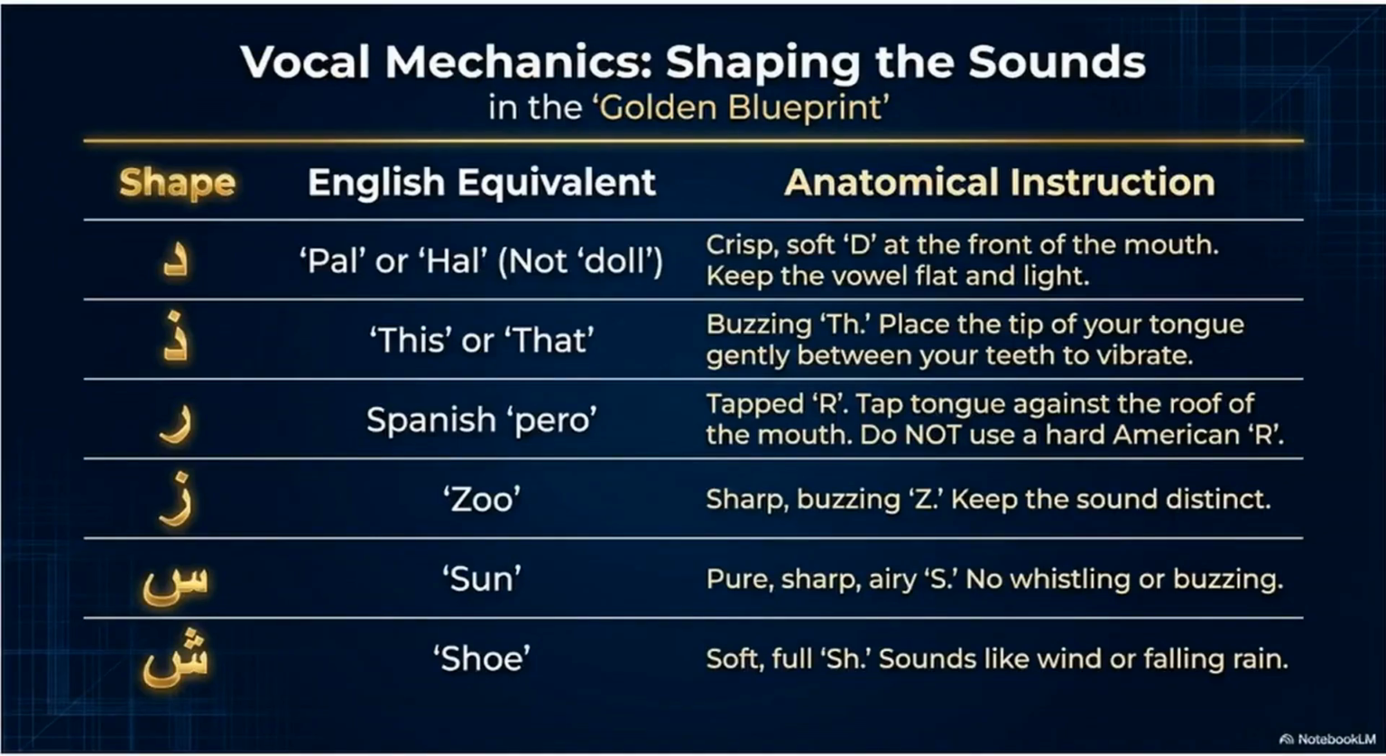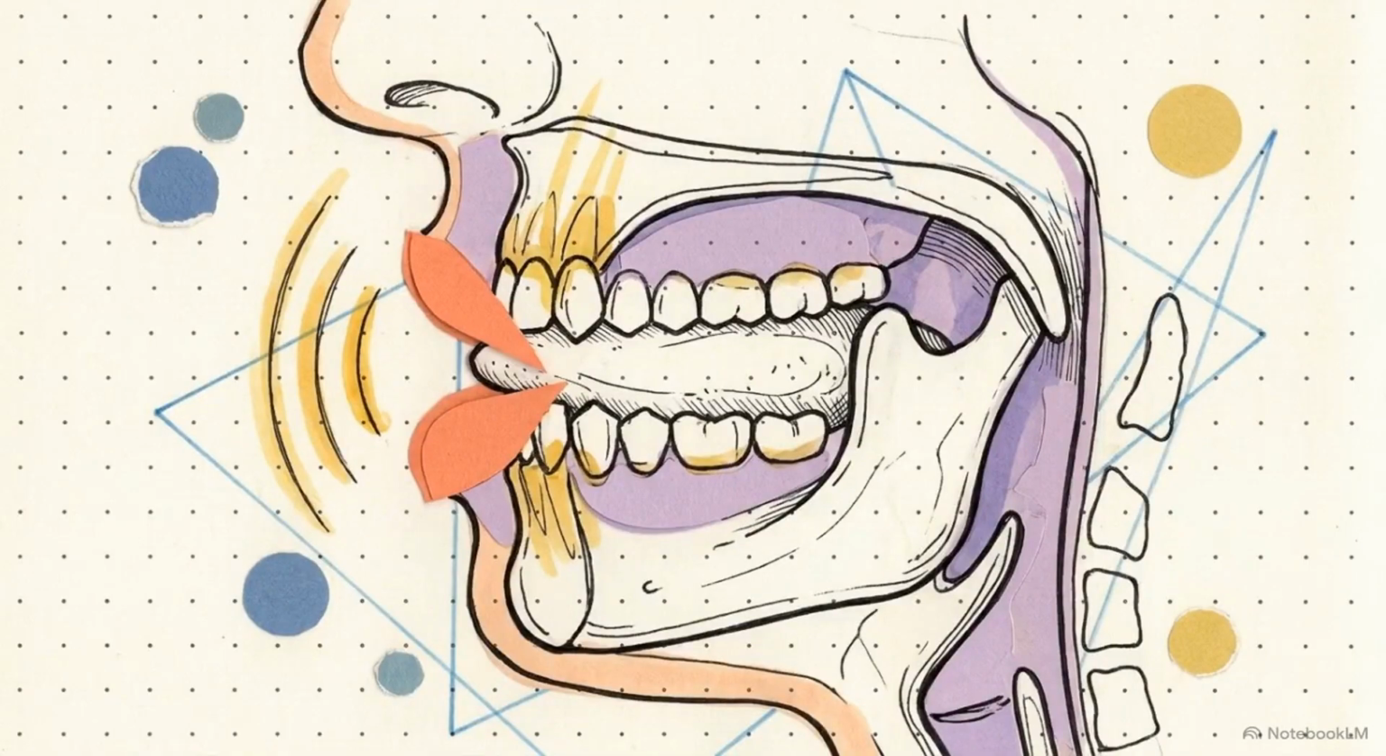This table details exactly how to shape those sounds in your mouth. Looking at the flat sitters, the undotted Dal produces a crisp, soft D that rhymes with pal or how. But when you add a dot to create Dhal, you shift your tongue placement. You gently place the tip of your tongue between your teeth to create a vibrating, buzzing TH sound, exactly like the beginning of the word this.